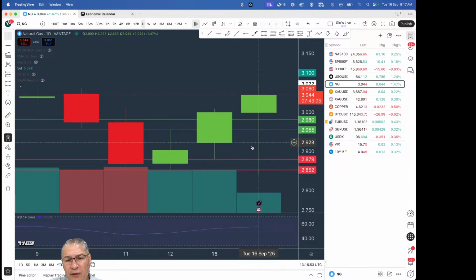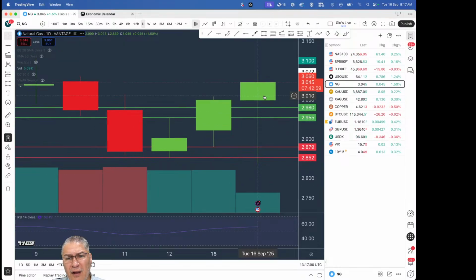Nat gas, this is a very wide swing. Okay, so that took out a lot of sellers on this dip. So they were taken out. So will they be there again if the market happens to fluctuate lower?